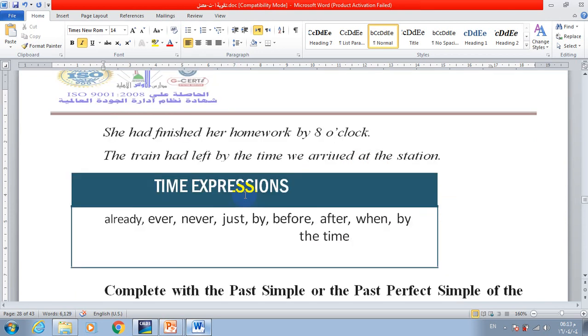Okay, there are some time expressions we must use with the past perfect simple. If we see them in the sentence, like I explained, we know that the sentence must be in the past perfect simple. They are already, ever, never, just, by, before, after, when, by the time.